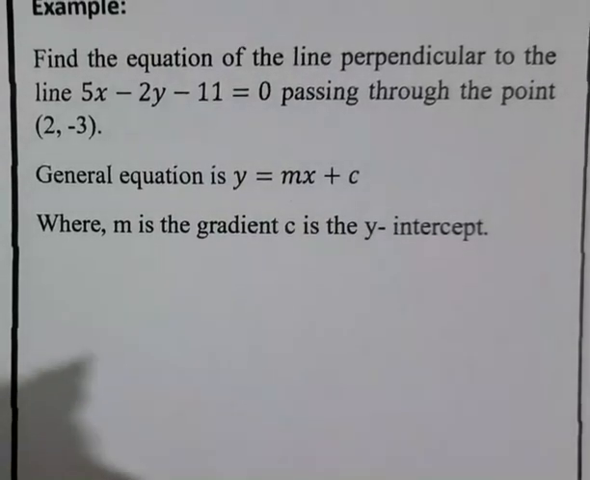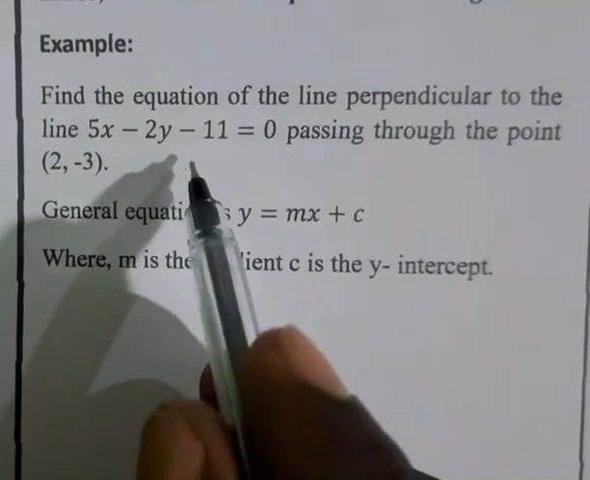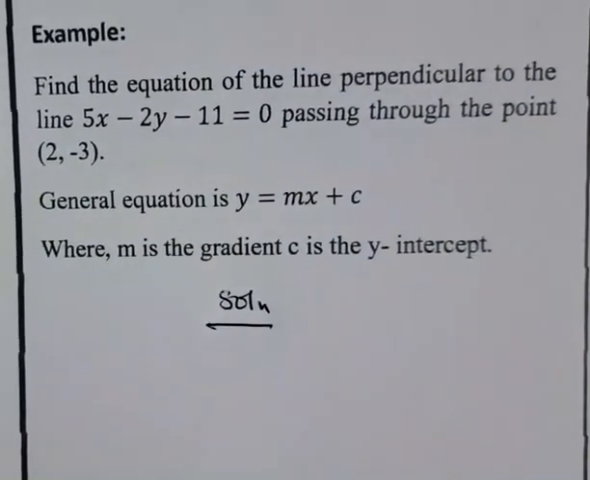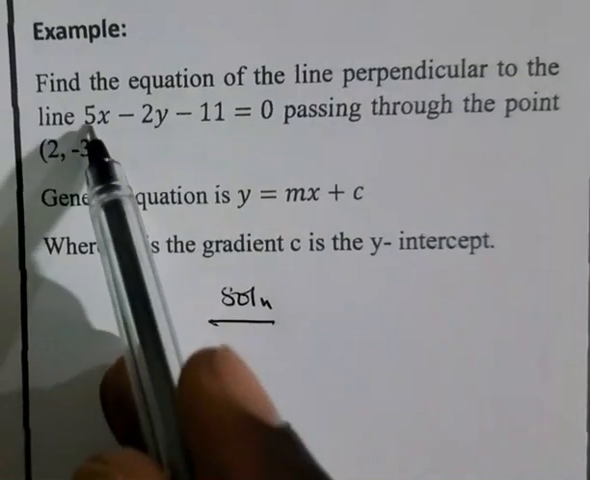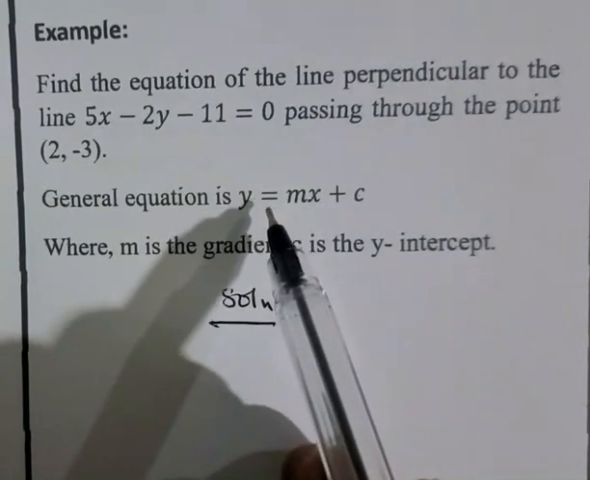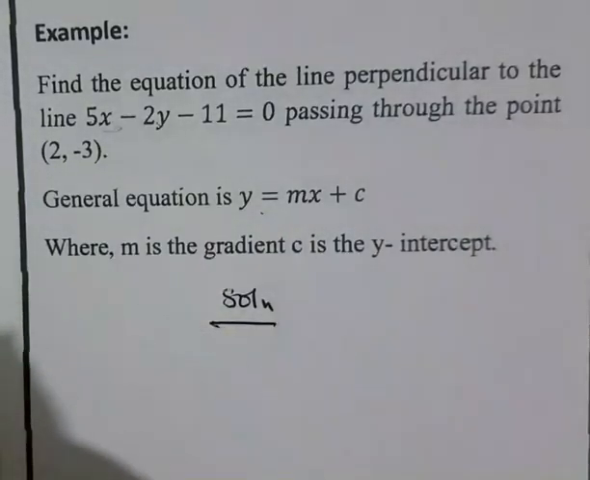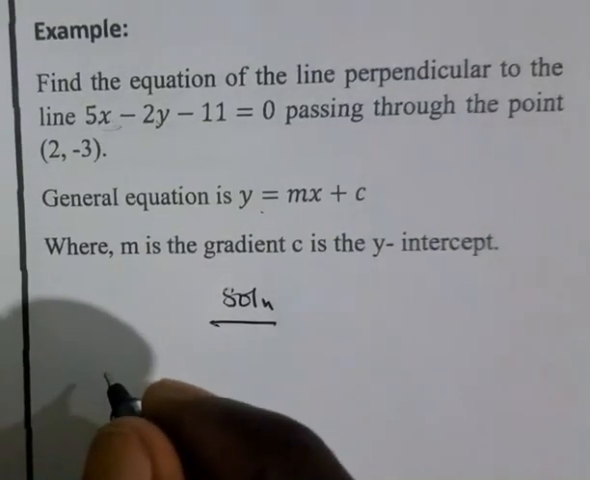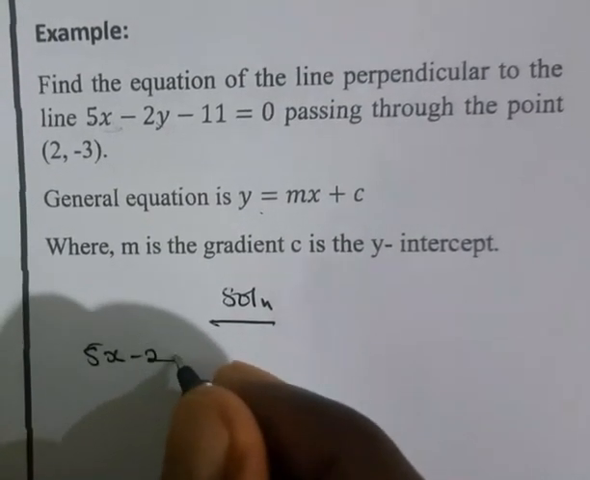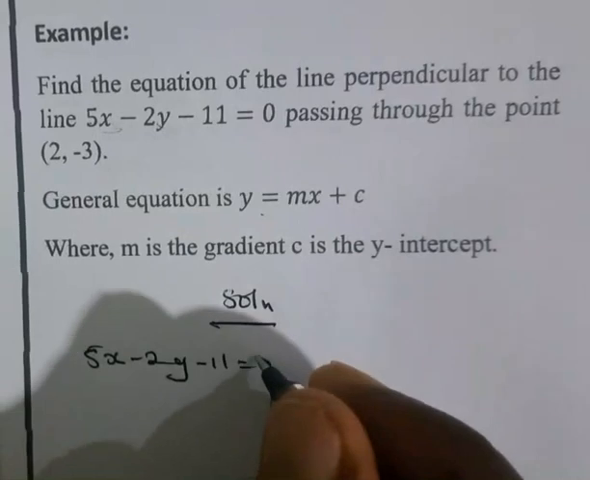So now let us get to business and find the equation of the line which is perpendicular to this line there. I'll call this my solution. Don't get tired, we're going to go step by step. First of all, we don't know the gradient here, because the equation should be in the format of y equals mx plus c. It means that we have to make y the subject of the formula. Let me rewrite the same equation: 5x minus 2y minus 11 is equal to 0.